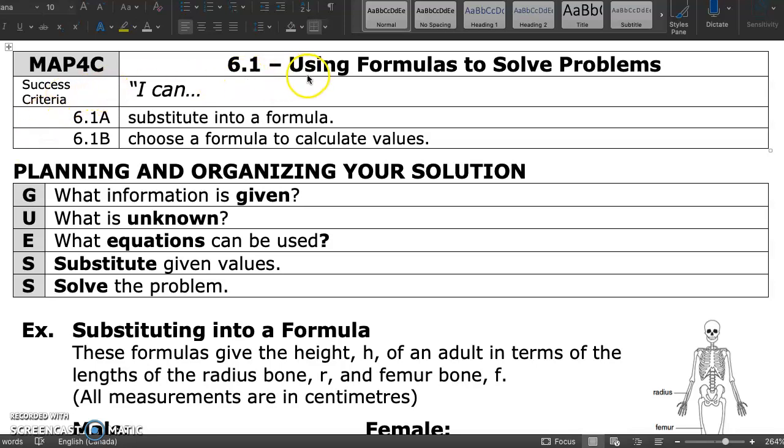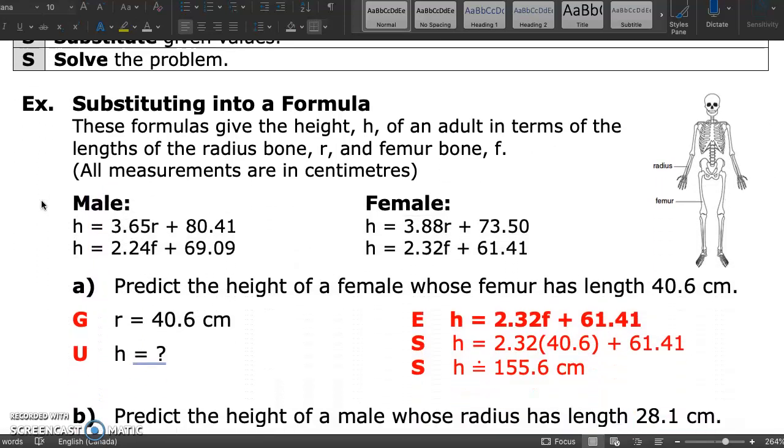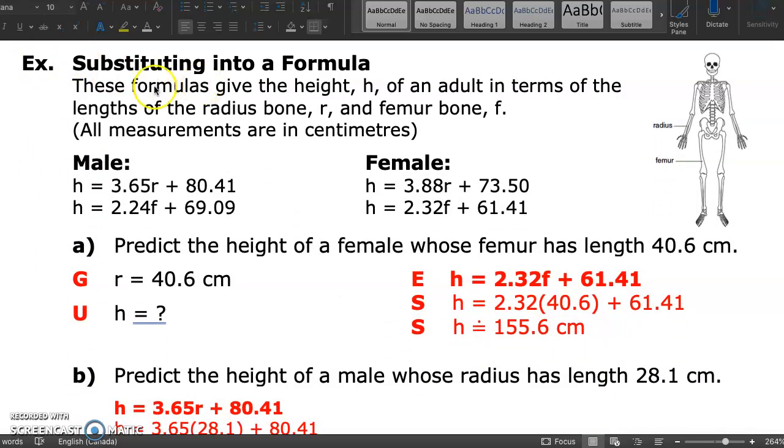MAP4C 6.1 Using Formulas to Solve Problems. A generalized technique in order to be able to solve problems is the GUESS method. It's an acronym, and we're going to apply it to a problem. So we're first going to look at this problem. Example, substituting into a formula.